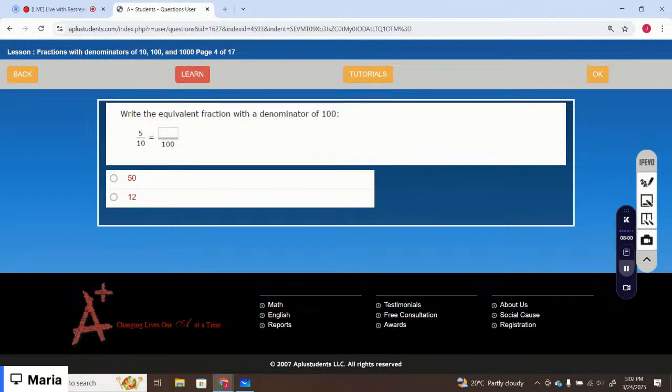Write the equivalent fraction with the denominator of 100. 5 over 10 equals the missing number divided by 100. So which is the correct option? Which number is missing? That is 50 over 100. Option number 1 is the correct option.